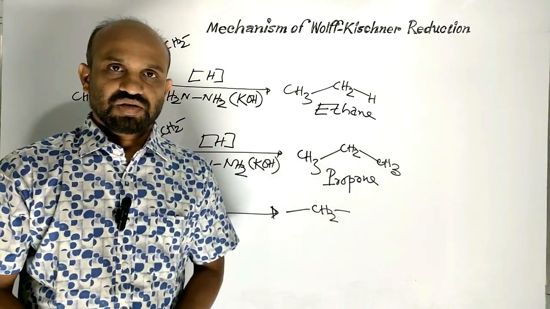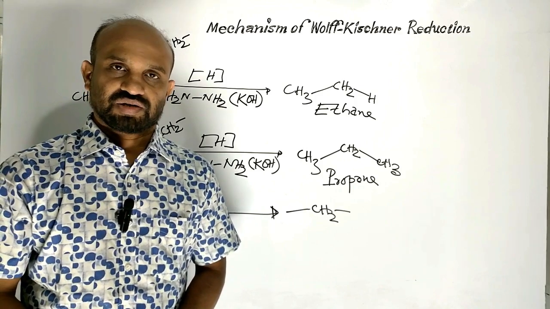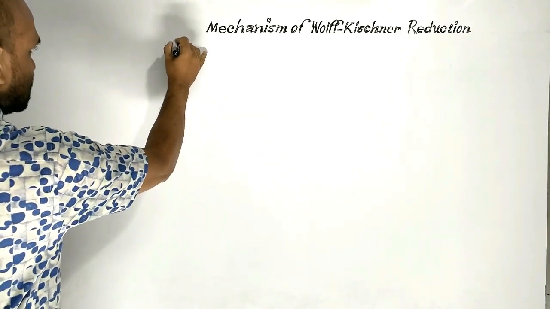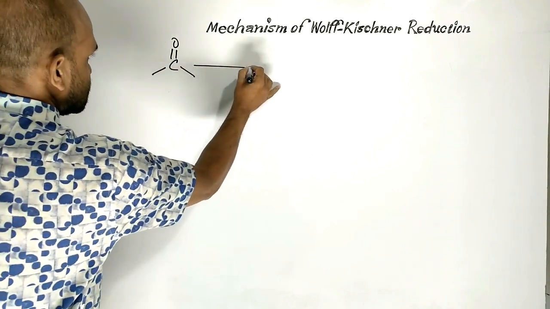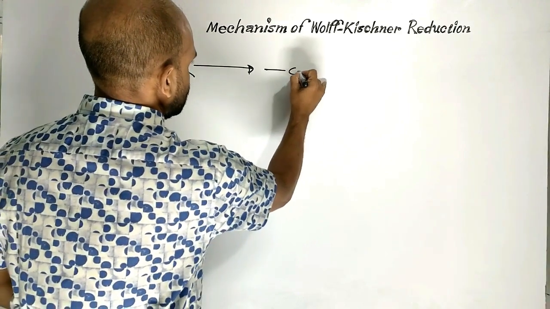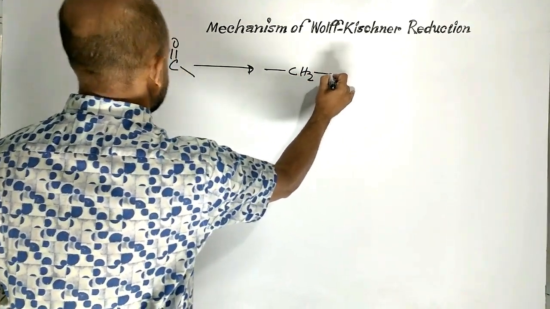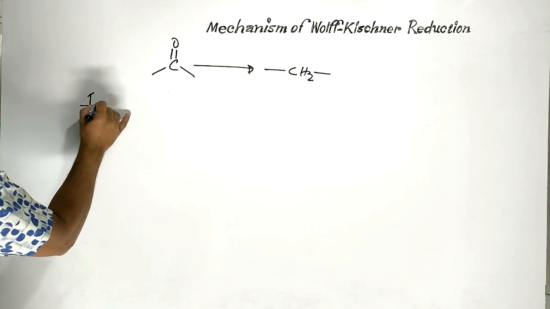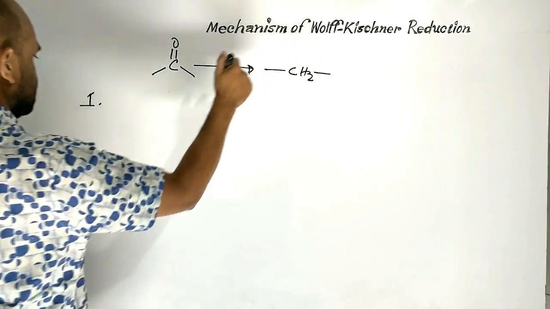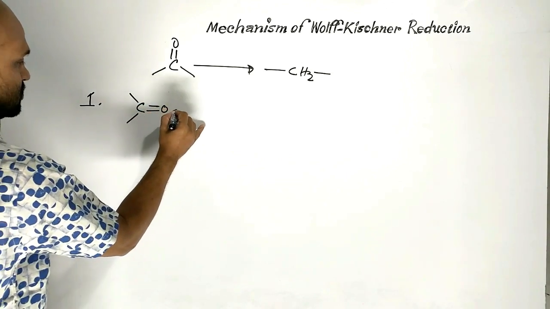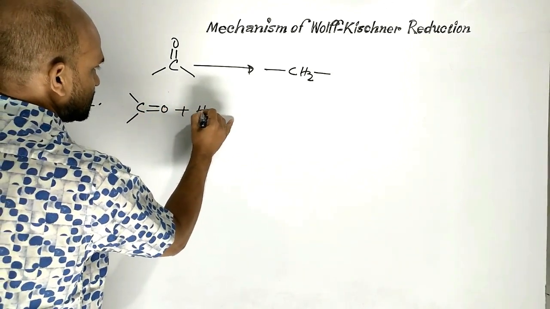Now let us see the mechanism of Wolff-Kischner reduction reaction. Wolff-Kischner reduction reaction is simply the change of carbonyl group to methylene group. Let us see the mechanism. Carbonyl group reacts with hydrazine.